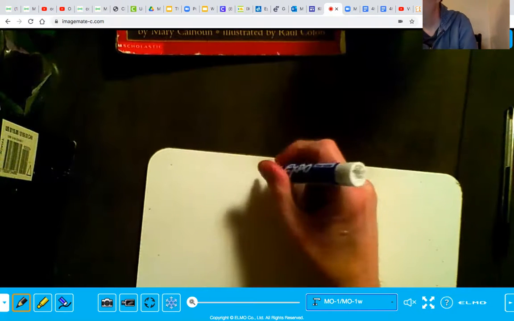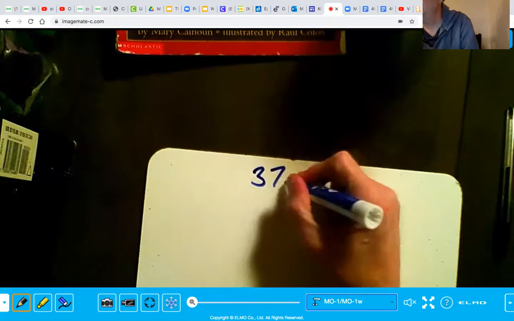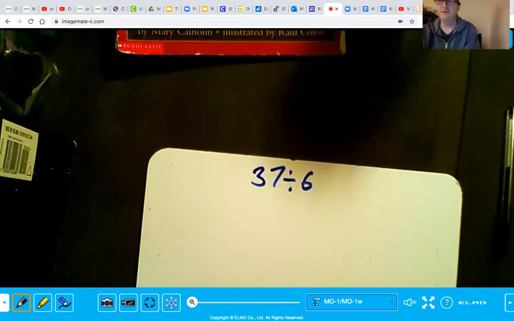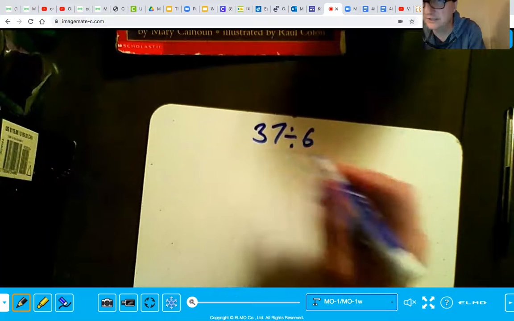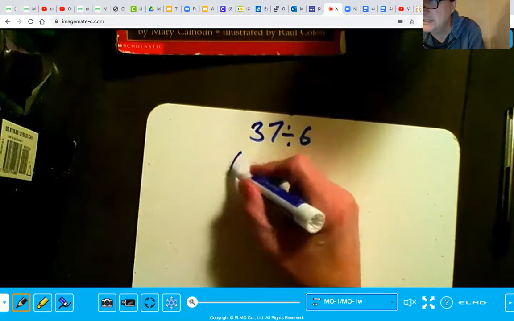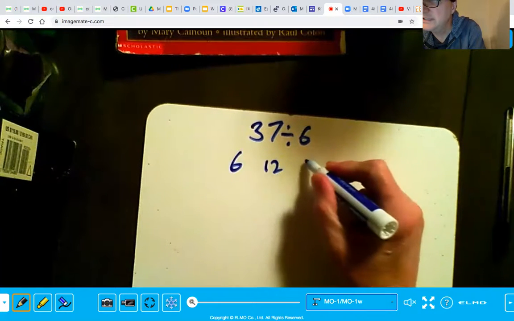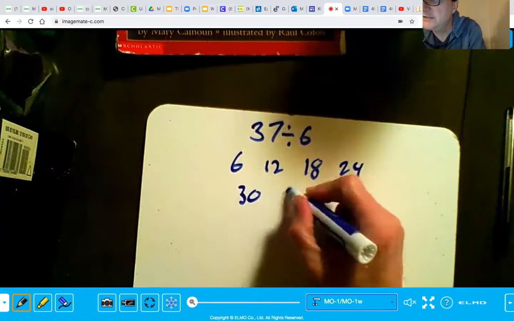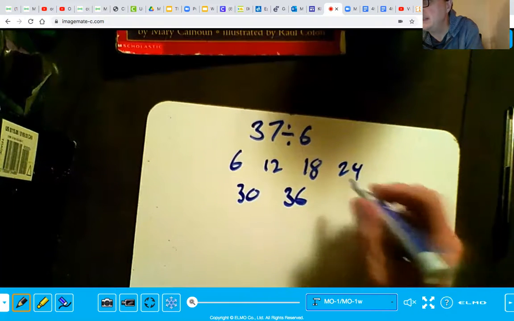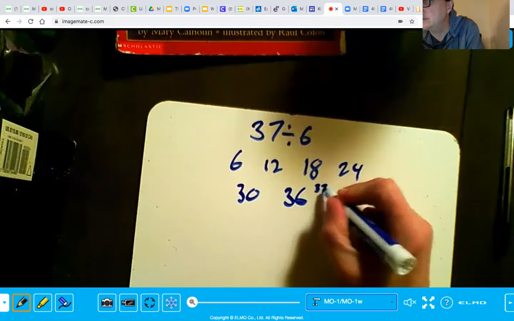Let's do 37 divided by 6. Now, I know there's nothing you can multiply by 6 and get 37, so that won't work. So let's skip count. Let's get as close as we can without going over. 6, 12, 18, 24, 30, 36. That's as close as we can get. And then we just do one more to 37.